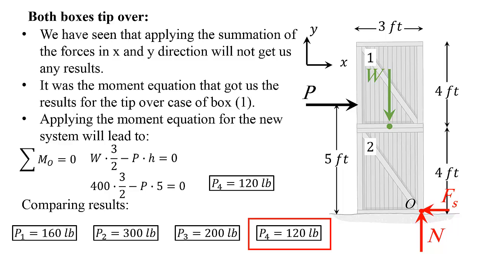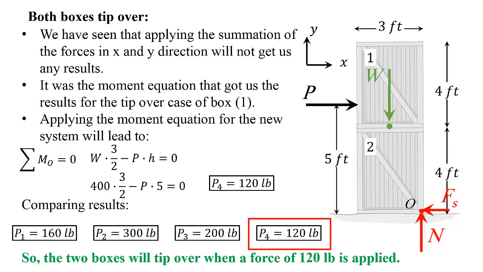Alright? Once you hit 120, you'll have a tip over of the two boxes and the other solutions are not valid anymore. You will not have a sliding of two boxes, you will not have a sliding of the top box, and you will not have a tip over of the top box. Alright, so we can say that the two boxes will tip over when a force of 120 is applied.